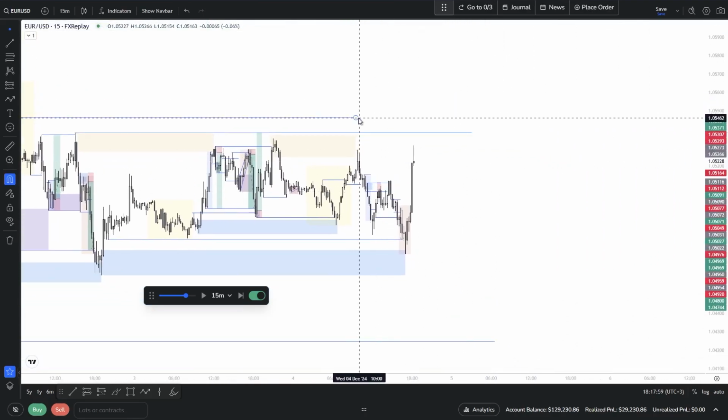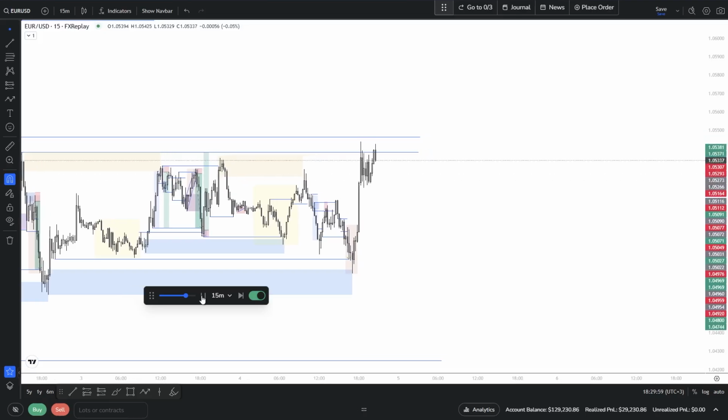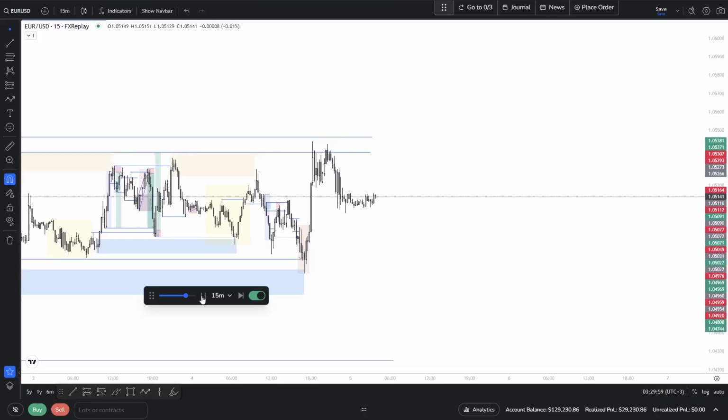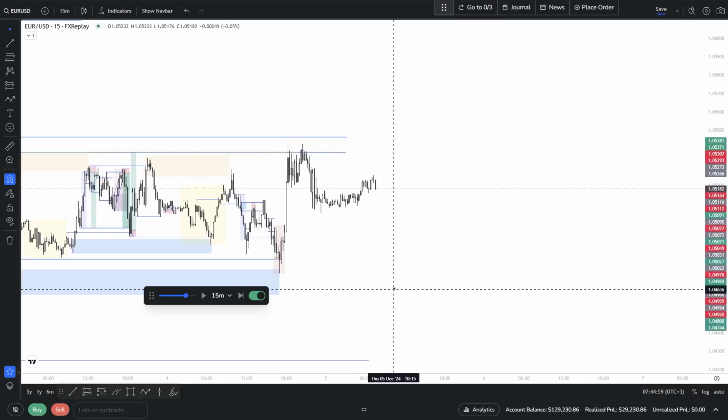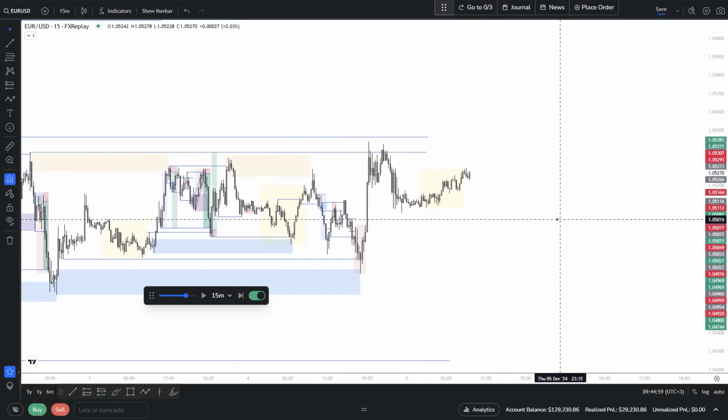Liquidity point, liquidity point. Took out the liquidity point just before Asia session. We are reacting to that liquidity point. Asia is about to end now. There we go. Asia has ended.